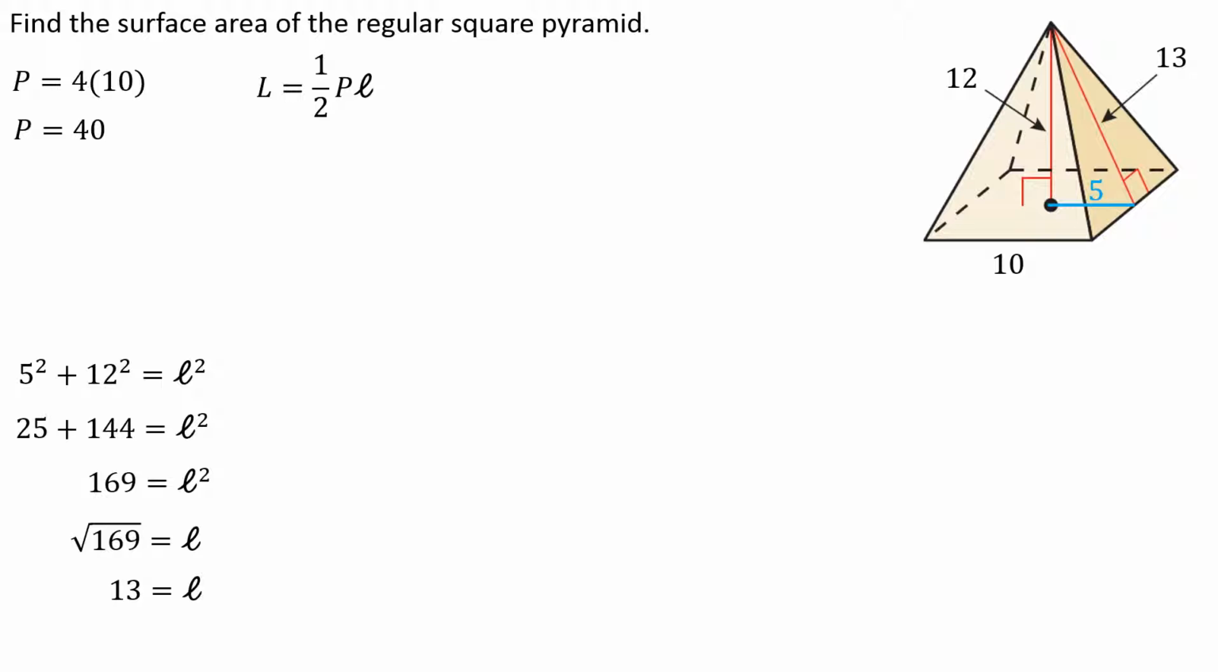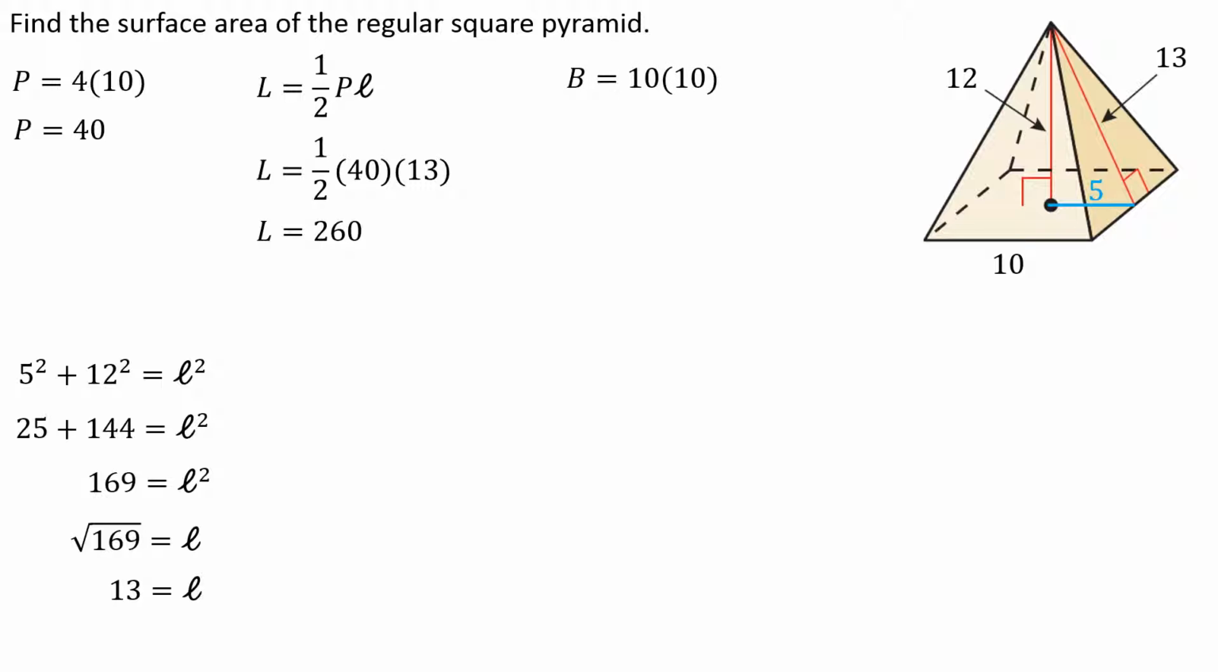Again, if we're just doing plain old algebra, we'd have plus or minus 13. But we know in geometry, our measurements need to be positive, and so we just used 13. The slant height is 13. Notice the slant height actually has a greater value than the height of the pyramid. 1/2 times the perimeter times the slant height. 260 is my lateral area.